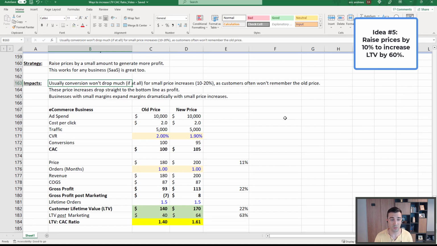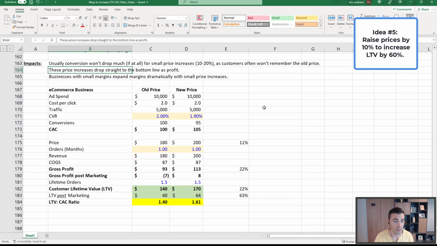Usually conversion when you raise prices by 10% won't really drop. Sometimes it won't drop at all. Even in a couple strange scenarios, I've seen conversion go up a little bit. So small price increases, 10 to 20%. A lot of customers won't even be able to remember the old price. And so this can work really well. These price increases drop straight to the bottom line as profit. So if you increase prices by 10%, generally your profits will increase by 10% of revenue, which can really help if your profit margins are small. And if you have small margins, you can expand them dramatically with things like this.